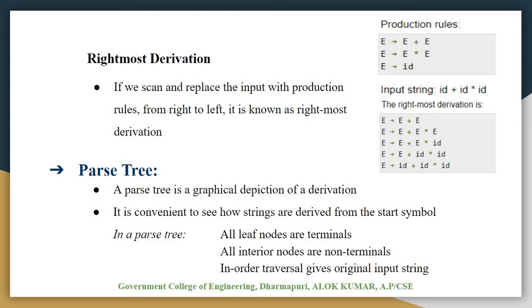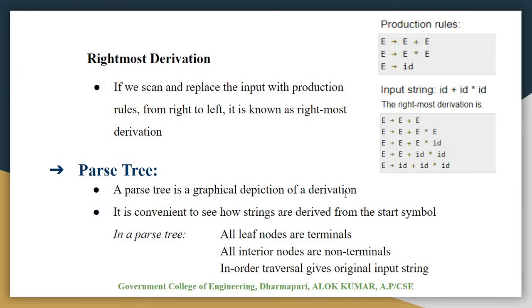Suppose we have these production rules and the same input string. How will we do rightmost derivation? Here you can see E generating E plus E; firstly we are taking this one. After this, the rightmost E we will replace with E into E, and after that this E we will replace with id. In the next step this E we will replace with id, and in the next step we will replace this E with id. So in rightmost derivation, if we scan and replace the input with production rules from right to left, it is known as rightmost derivation.